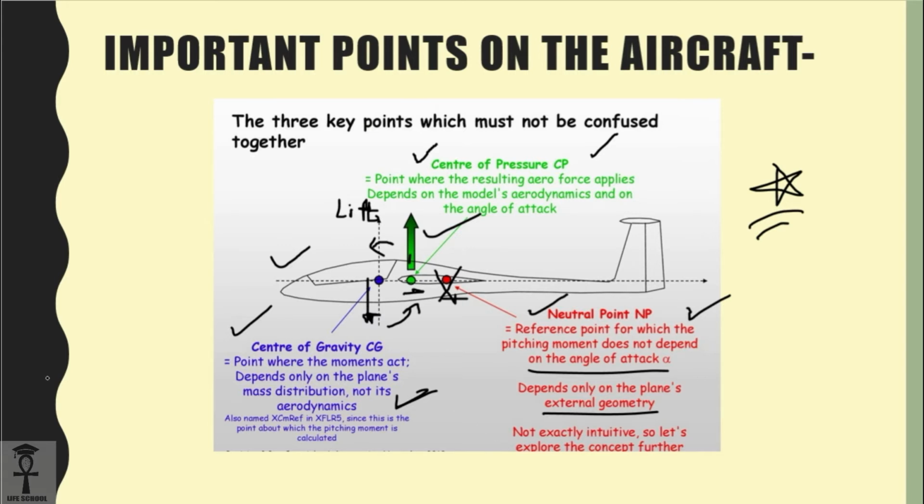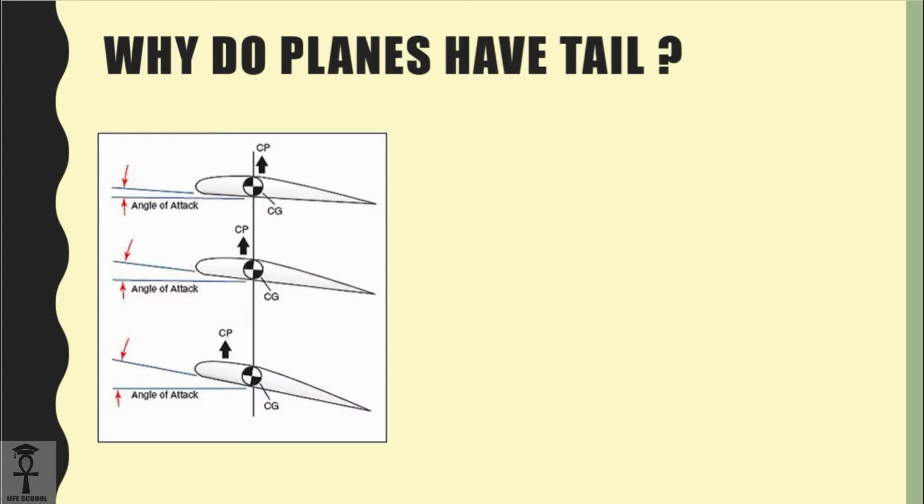Next, what we have over here is why we actually need the tail. Let's first understand the importance of the tail in a plane. What I have here is an aerofoil cross section, which is varied with different angles of attack, like this 1, 2, and 3. Now let's consider that for angle of attack 1, the CG is somewhat ahead of the CP. This is the CG line and this is the CP line.